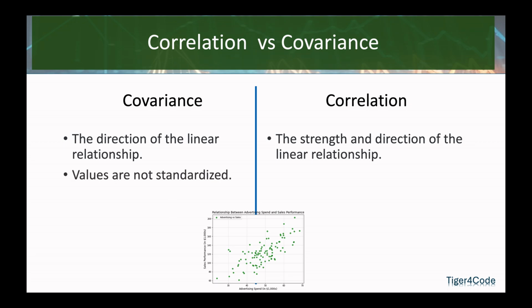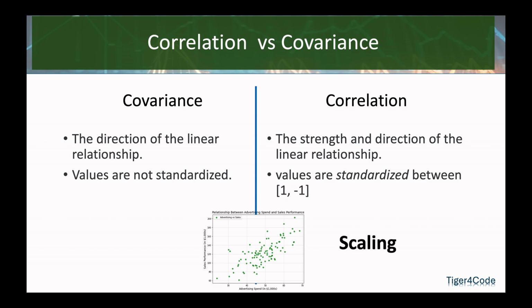Covariance values are not standardized. It depends on the unit of the variables, which makes it harder to interpret directly. Correlation values are standardized. So the key difference is scaling. While covariance is raw and unbound, the correlation standardizes this relationship, making it easier to compare across datasets or variables.